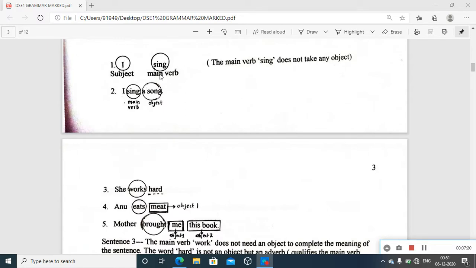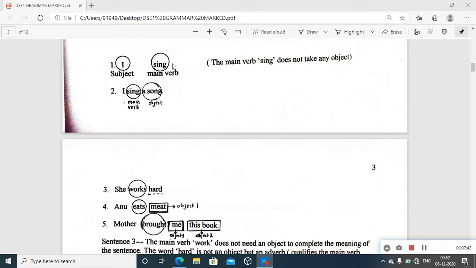And what about the main verb? What is the action done, performed by the subject? That is the main verb, the action. I sing. What do? I sing. So this is the main verb. And here an explanation or an additional comment is given. We can read it then. The main verb sing does not take any object.